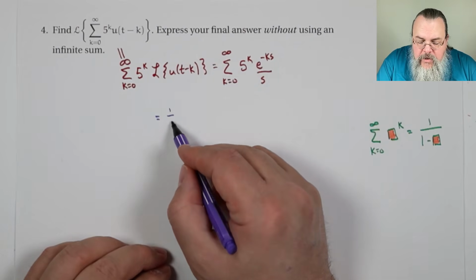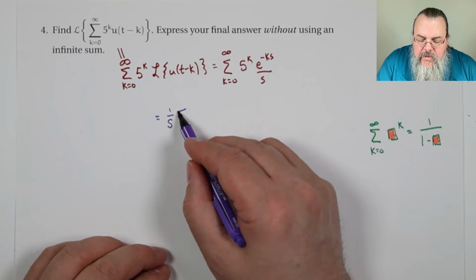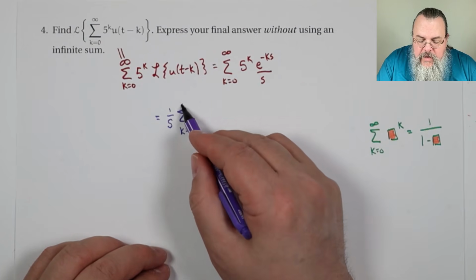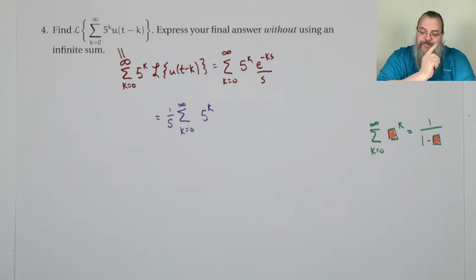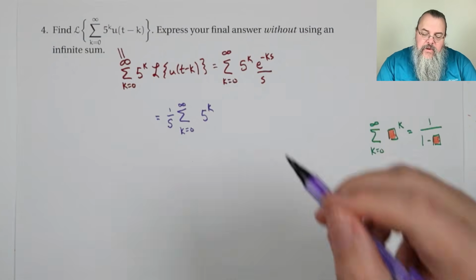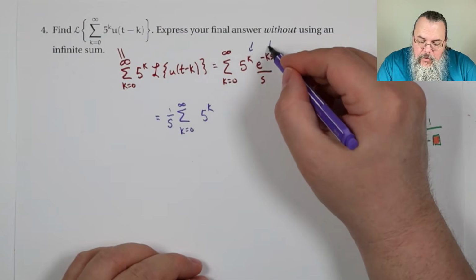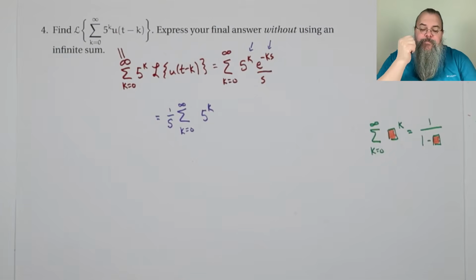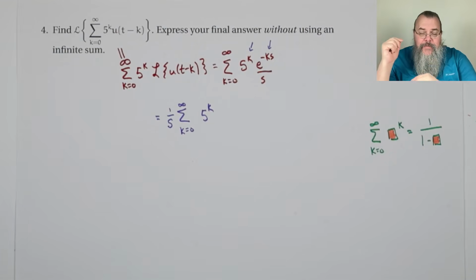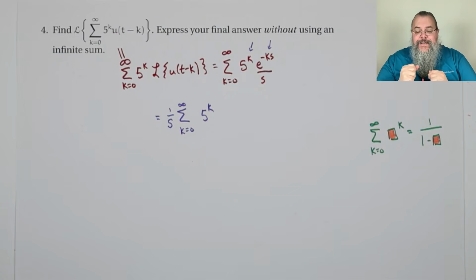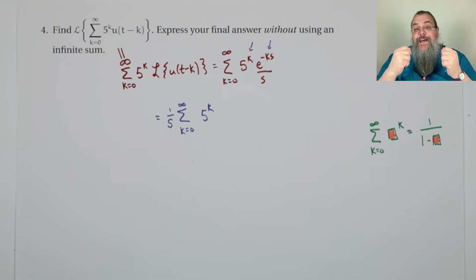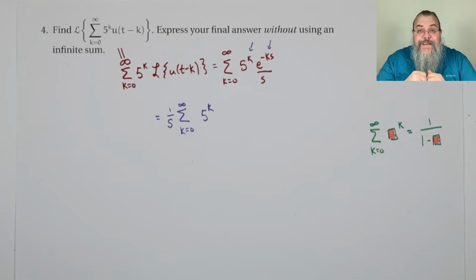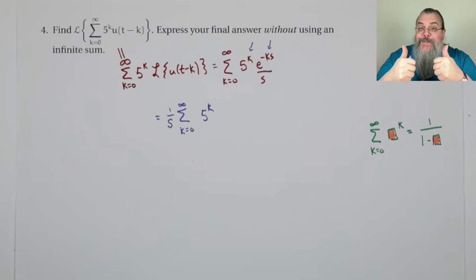So we have 1 over s, our sum, k equals 0 to infinity, we have 5 to the k. Now, this other term, e to the minus ks. See how there's k's in two places? We want to get it to one k. And not only do we want to get it to one k, we want to get something to the k. Now, the question: can we express e to the minus ks as something to the k? Because if we can, that's good news. And if we can't, we need to try again.